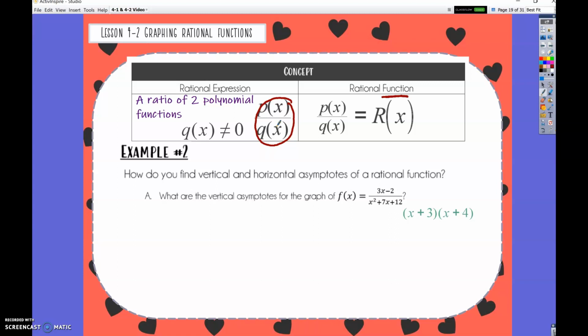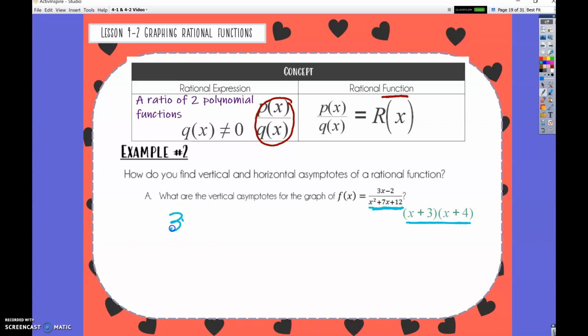When we look at example 2, they want to know how do you find vertical and horizontal asymptotes, especially without graphing. So I've taken the liberty of factoring the denominator of this function. So this x squared plus 7x plus 12, I factored it. You thought factoring went away. By all means, it is alive and well. You still need to be able to factor as efficiently as possible. So that's not what you're getting stumped up over.